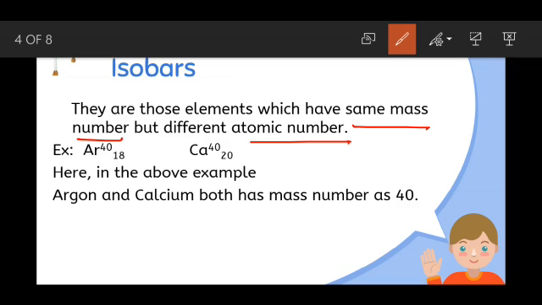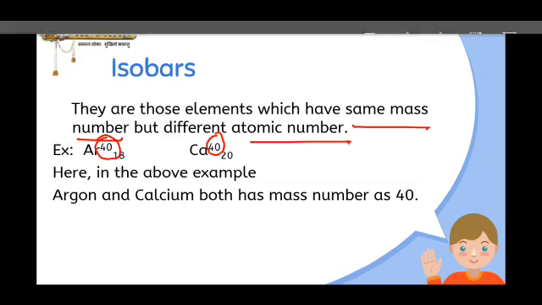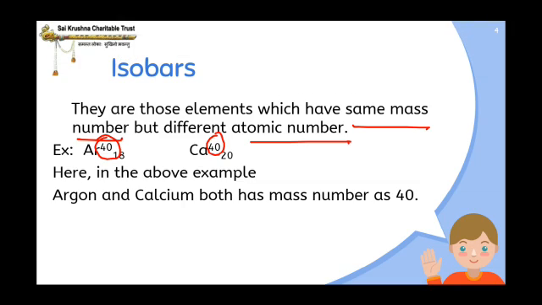In this example, argon has atomic number 18 and mass number 40, and calcium has atomic number 20 and mass number 40. You can see the mass number is the same, that is 40. Therefore argon and calcium are called isobars. They differ in atomic number.